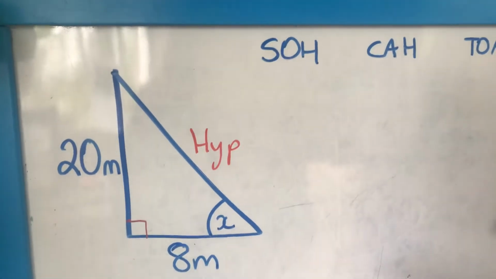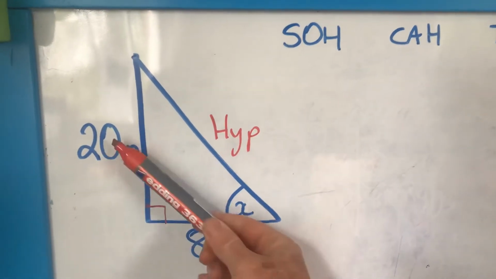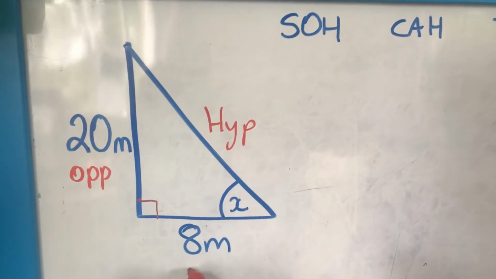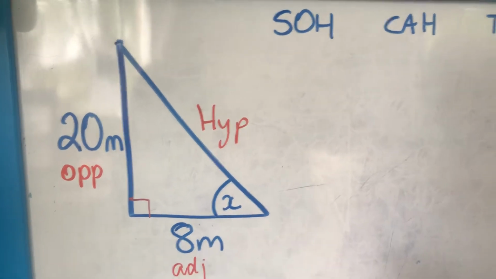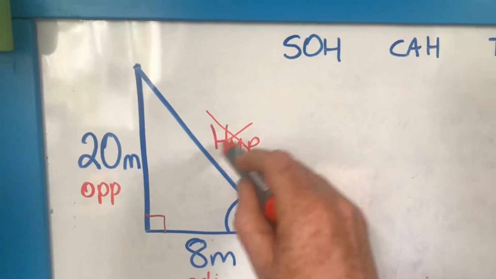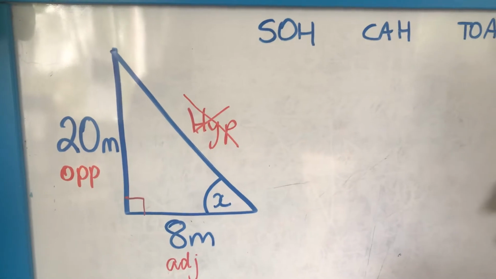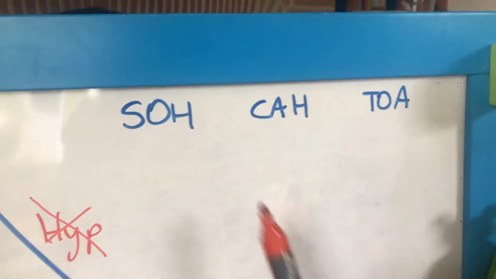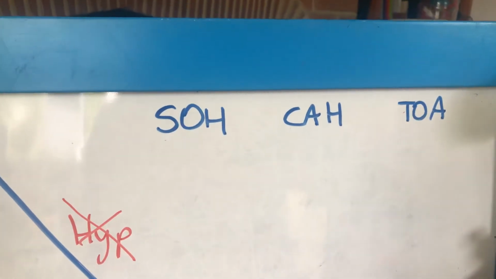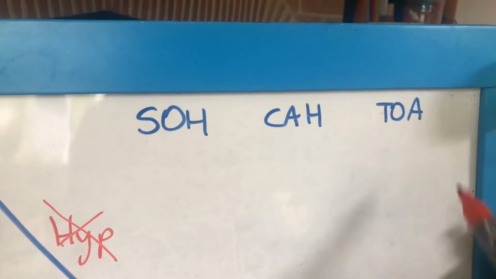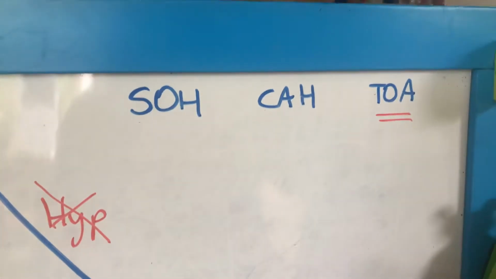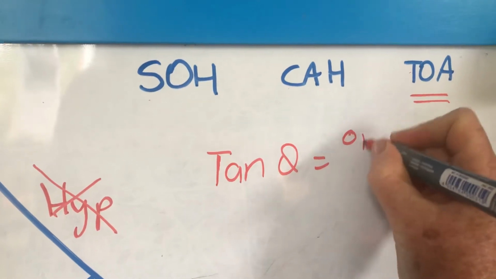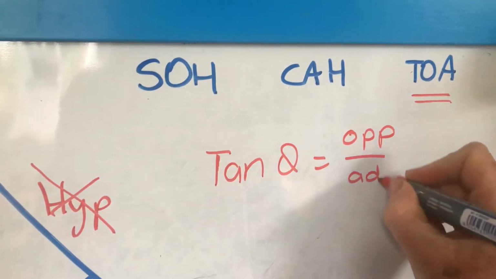Label it up. According to this angle, the 20 metre is the opposite side and the 8 metres is the adjacent side. So we're not going to use the hypotenuse because it doesn't have any numbers on it. Why would we bother? So we're going to use opposite and adjacent. So when we get our sine, cosine, tangent rules, what are we going to use? Opposite and adjacent is tan. So we write down the rule straight away. The tan of an angle is the opposite over adjacent.